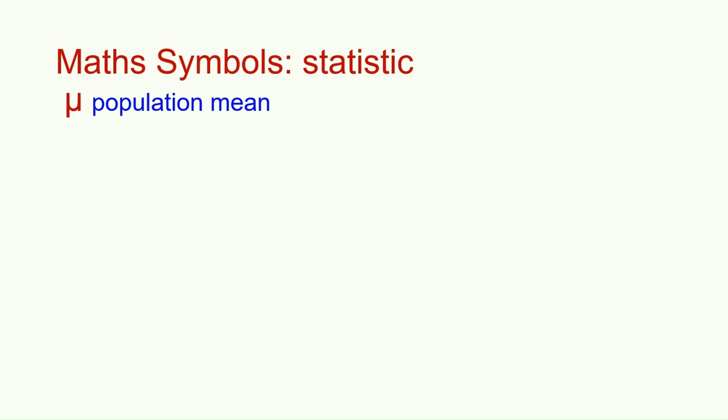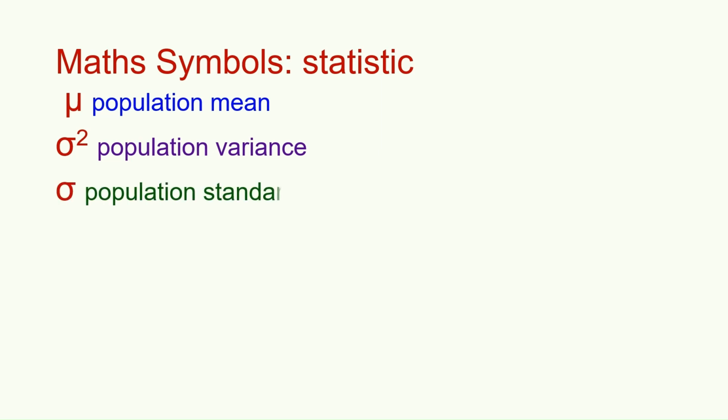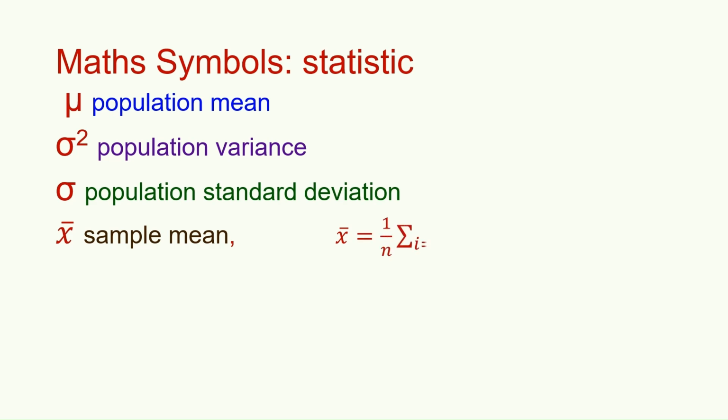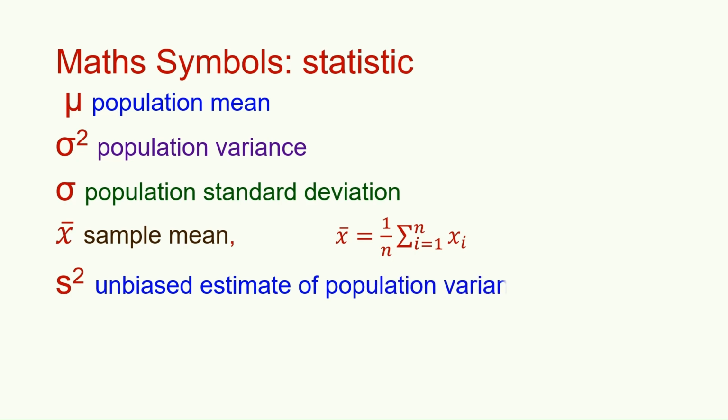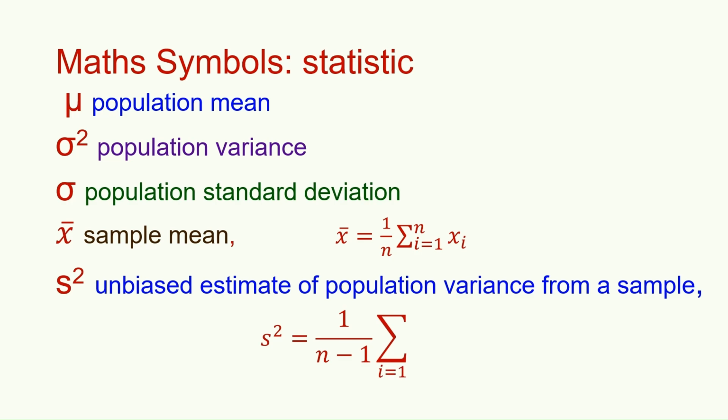Mu: population mean. Sigma squared: population variance. Sigma: population standard deviation. X bar: sample mean, x bar equals 1 divided by n times the sum from i equals 1 to n of x_i. s squared: unbiased estimate of population variance from a sample, s squared equals 1 divided by n minus 1 times the sum from i equals 1 to n of (x_i minus x bar) squared.